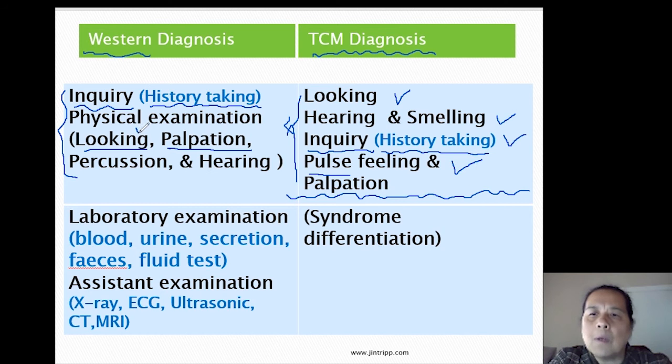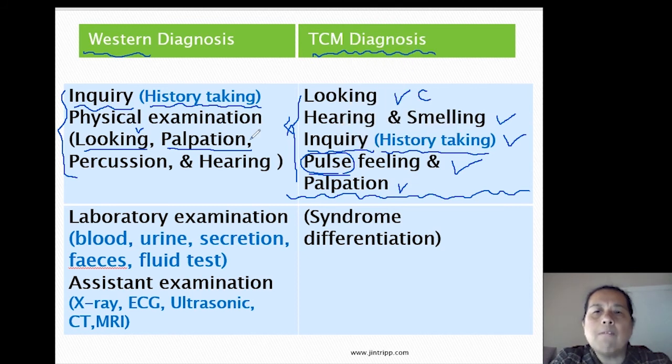Looking is pretty similar. But for TCM looking, we may look at the face and look at the tongue for the colors. But for Western medicine, we look at the patient's skin and the patient's walking way and lying down way. So that's some difference. So palpation for the TCM, the main part is palpation of the pulse.